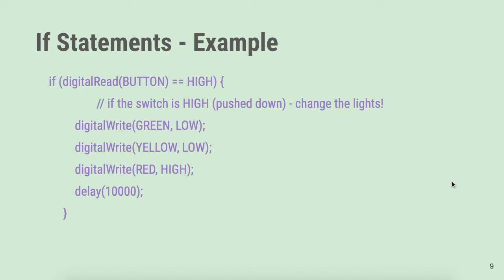So let's take a look at an example. This is just a regular if statement. So if the button is high, so if the button is pressed, and I wrote that here, if the switch is high, push down, change the lights. So if the button is pressed, turn the green LED off, turn the yellow LED off, turn the red LED on, and wait. And that's 10,000, so that's wait 10 seconds. Okay, so that's just a simple if statement. If button is pressed, do this. Simple.